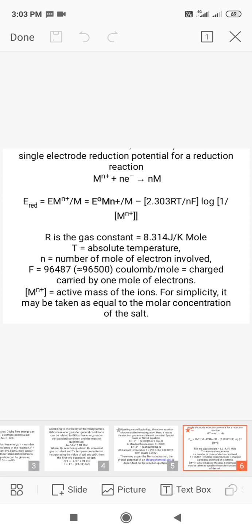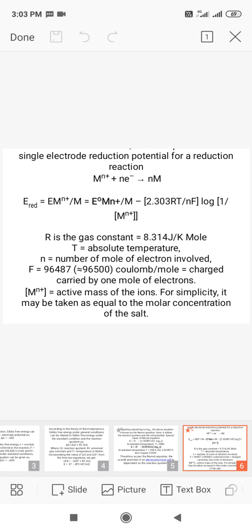Now let us consider a single electrode, an electrode dipped in a solution containing its own ions. The electrode may be zinc or copper or silver, whatever it is. For example, if zinc is in contact with zinc sulfate solution, that is a metal in contact with a solution containing metal ions M^n+. That is why here the reaction is M^n+ + n e^- gives M.